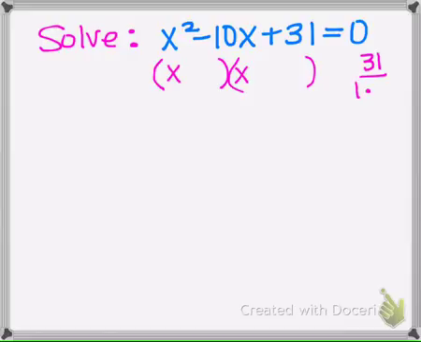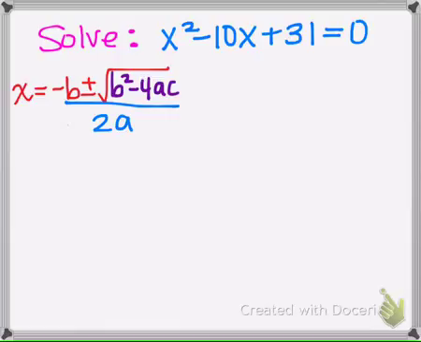So the only numbers that multiply to 31 are 1 and 31. There is no way to add them or subtract them to get this negative 10. So therefore we cannot solve this by factoring. We need to choose a different method. The next way I'm going to discuss is to try to solve it using the quadratic formula.